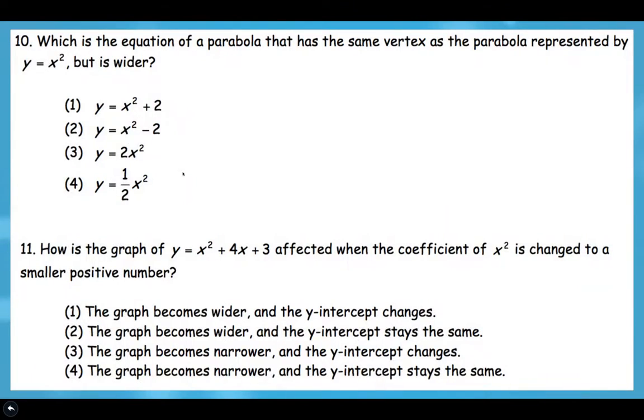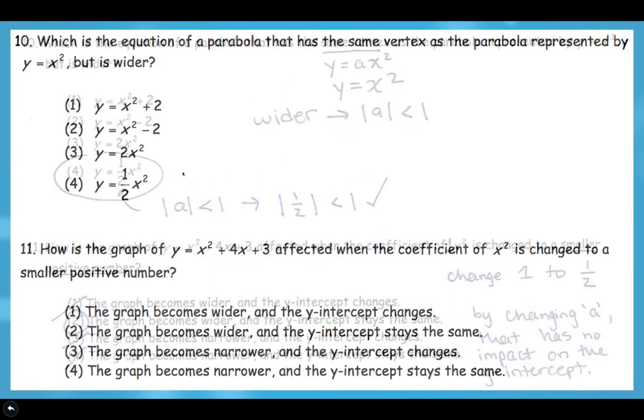And here is another 2 problems for you to work on. So take a few seconds or moments to read this over and then pause the video to find the solutions. Alright, and here are our answers.